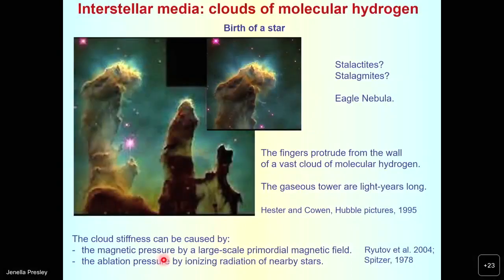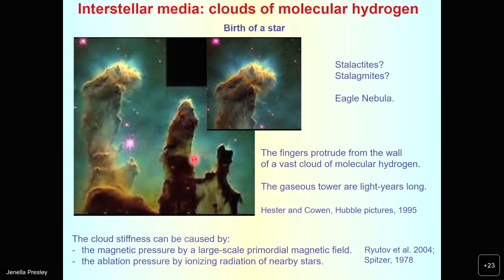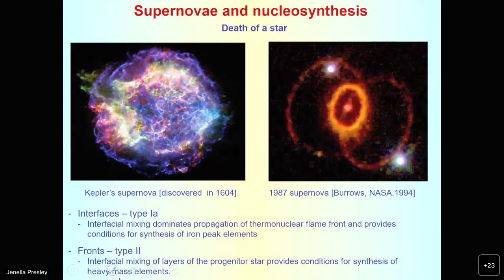For the interstellar medium, for instance, we see these big structures which look like stalactites or stalagmites. They are light years long. These are clouds of molecular hydrogen. The fingers protrude from the wall of a vast cloud of molecular hydrogen. And the cloud stiffness can be caused either by the magnetic pressure or by some ablation pressure by ionizing radiation of nearby stars, as it has been discussed by researchers some time ago. So it's a sort of appearance of interfaces at astrophysical scales.